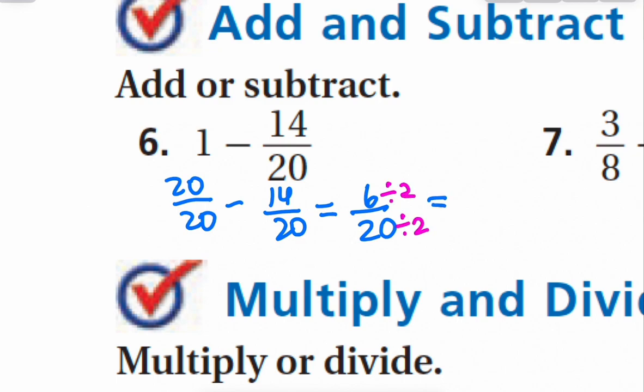So I want that simplified version, okay? So I want a final answer to be 3/10. I don't really want decimals unless it asks for it. I don't really want a fraction that isn't reduced. So get in the habit of reducing your fraction as much as possible. Okay. Everybody good with number 6?